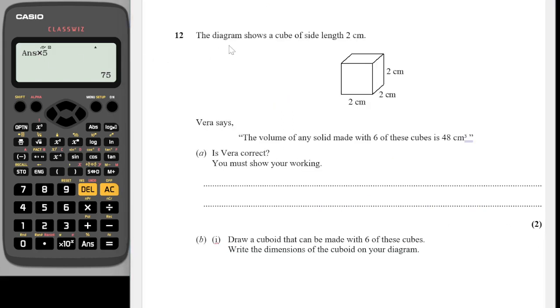Okay, question 12. The diagram shows a cube of length 2 centimeters. Vera says the volume of any solid made from 6 of these cubes is 48 centimeters cubed. Is Vera correct? You must show your working.